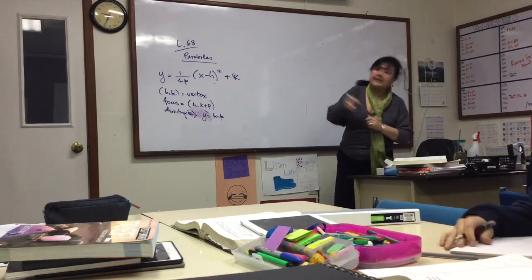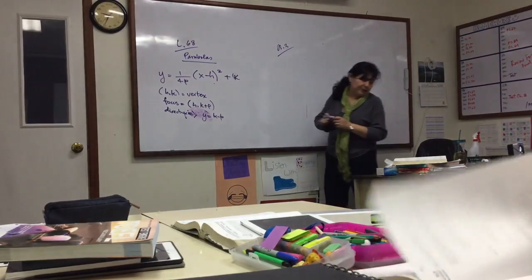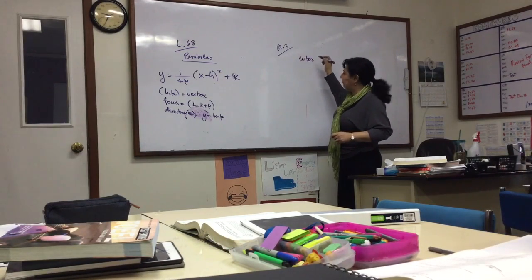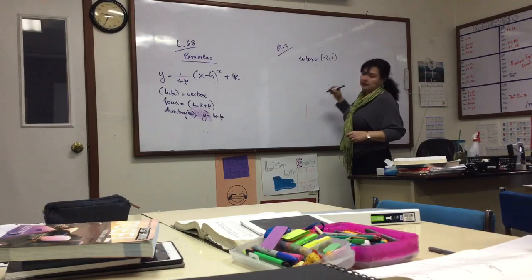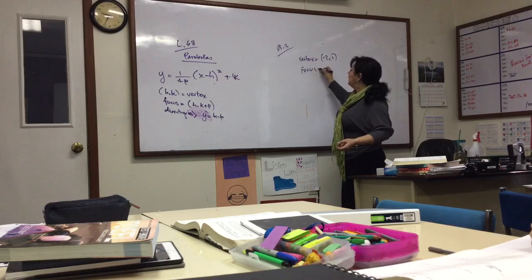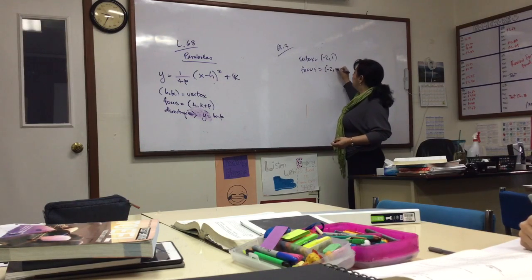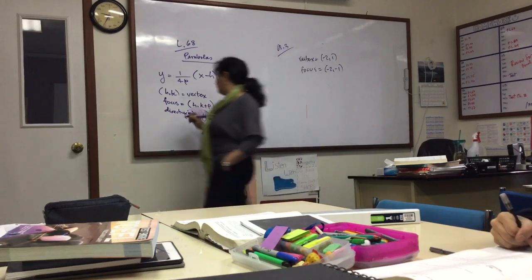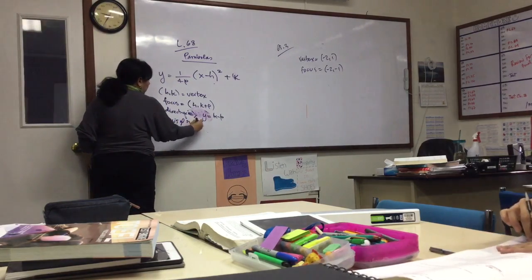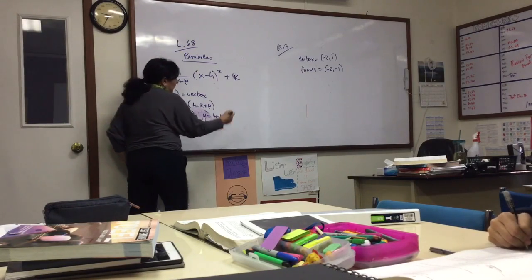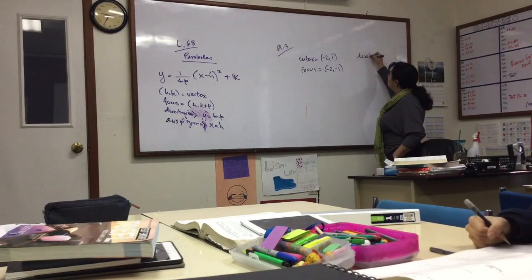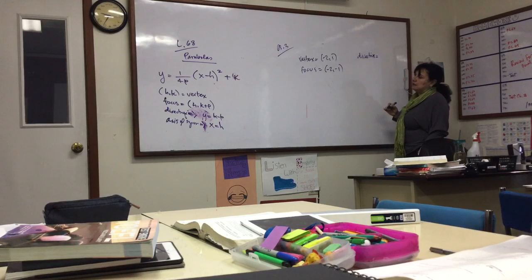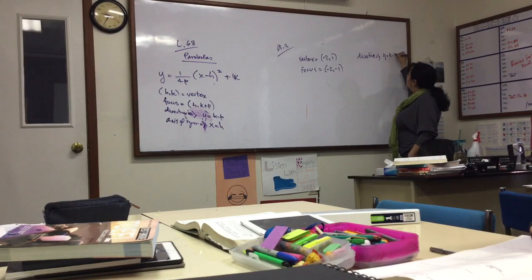I'm doing example 16.3. And it tells me I have a vertex. Oh, look, they give me the vertex: minus 2, comma 1. And they give me the focus: minus 2, minus 1. You don't know what to do with that information, is the problem, right? And they want you to find the directrix and the axis of symmetry. The axis of symmetry is X equals H. The directrix is Y equals K minus P.